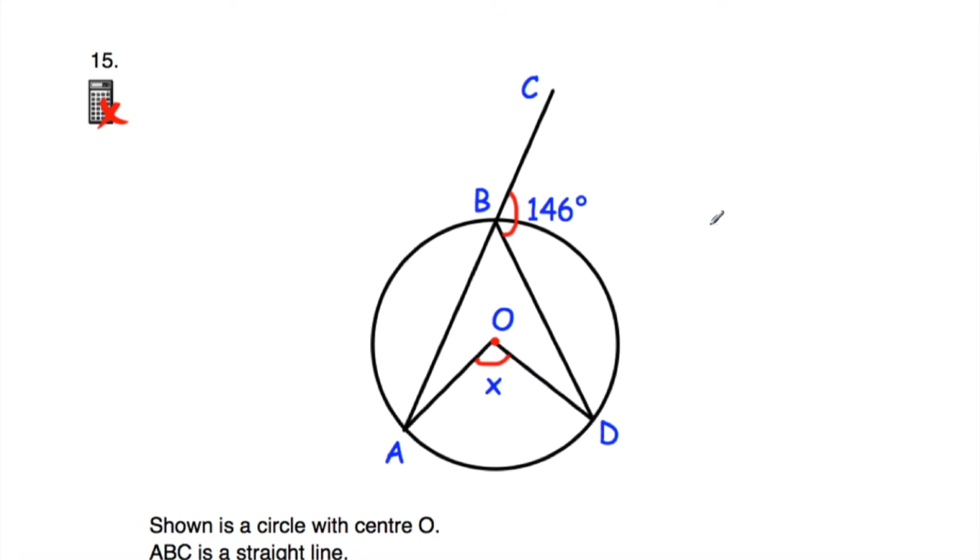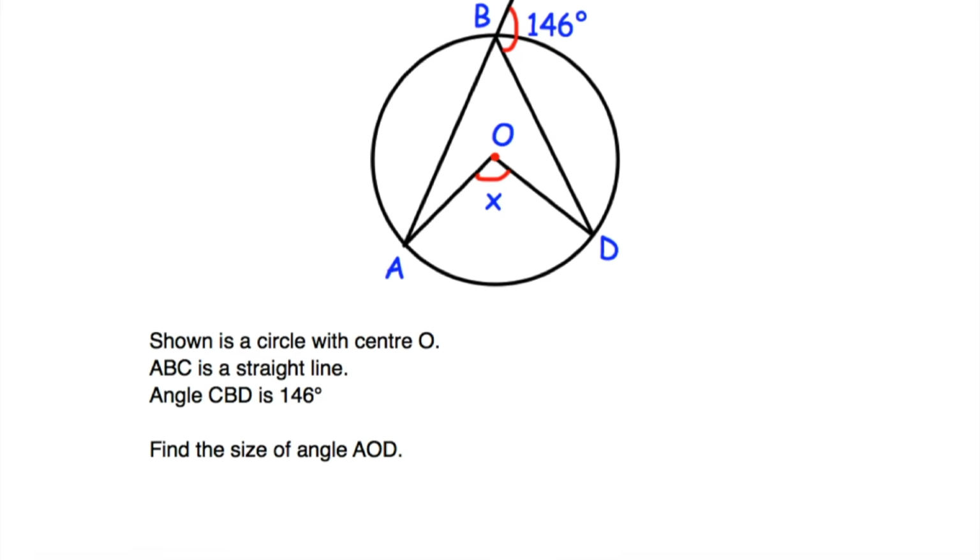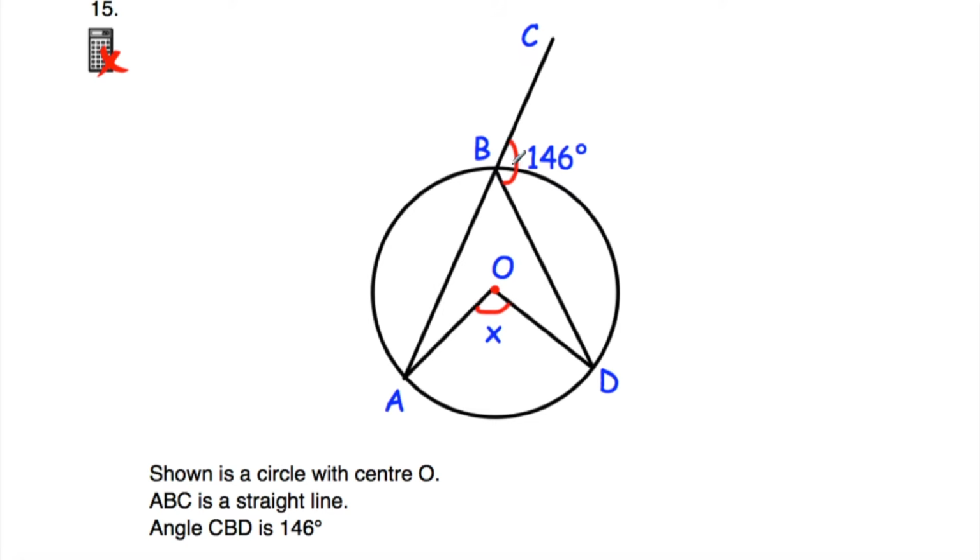Now we're told that ABC is a straight line. We're just asked to find the size of the angle. We haven't been asked to give our reasons here. So ABC is a straight line, so let's find the size of this angle here, angle ABD. To find the size of angle ABD, I'm going to take the 146 degrees away from 180. So 180 take away 146 is equal to 34 degrees. So that means this angle is 34 degrees.